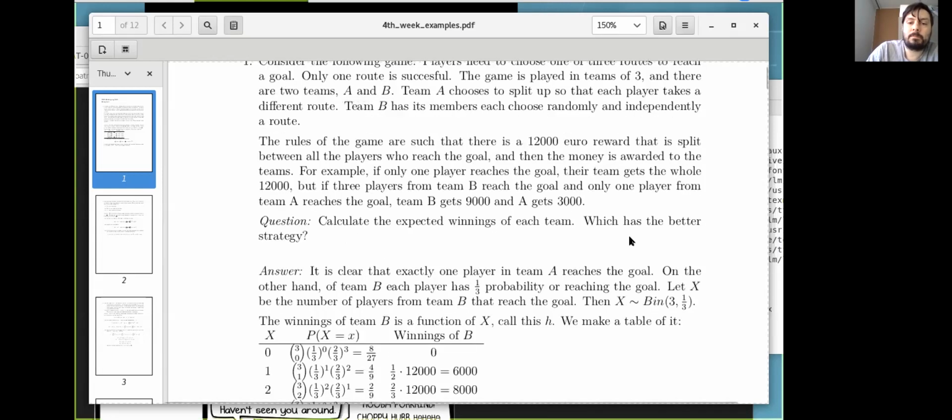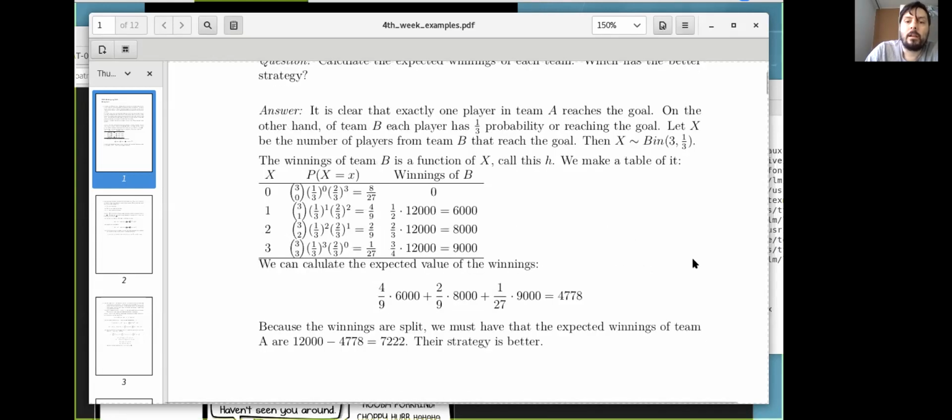So if we calculate the expected value of the winnings here, the 0 factors out completely. And then we get 6,000 times the probability of getting 6,000, plus 8,000 times the probability of getting 8,000, and 9,000 times the probability of getting 9,000. And that's 4,778 euros winnings expected value. The winnings are split, so the expected winnings of A must be 12,000 minus that. So obviously the team A strategy is better.